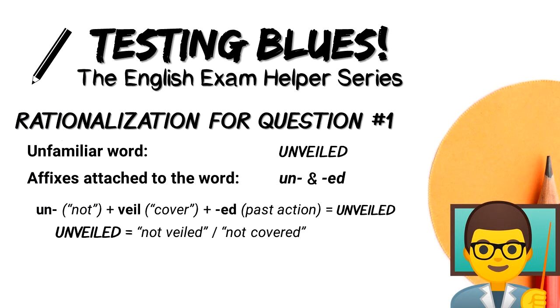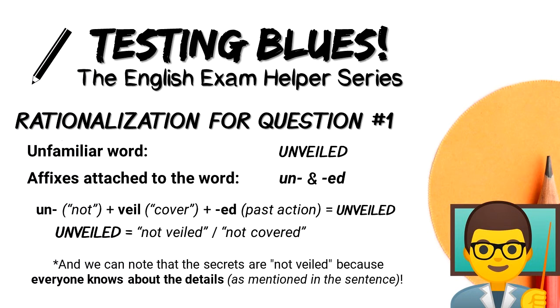Let us look at the unfamiliar word, which is unveiled. There are two affixes attached to the root word, veil. A prefix, un, and a suffix, ed. The prefix un, which means not, is actually one of the best clues in the question. Unveiled then literally means not veiled.